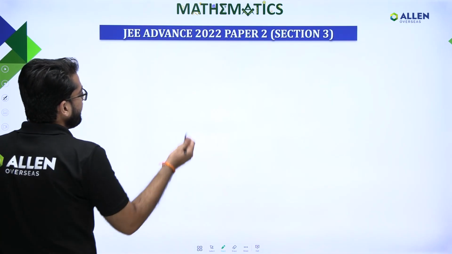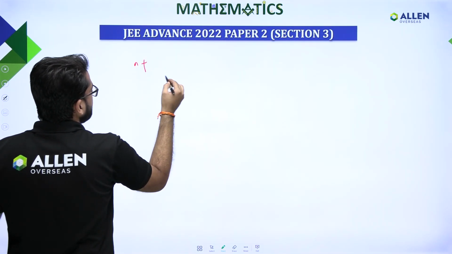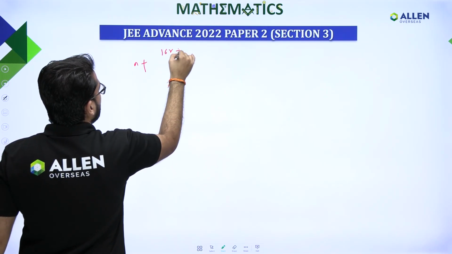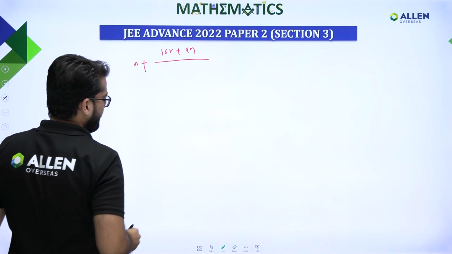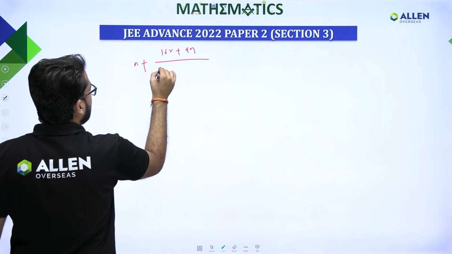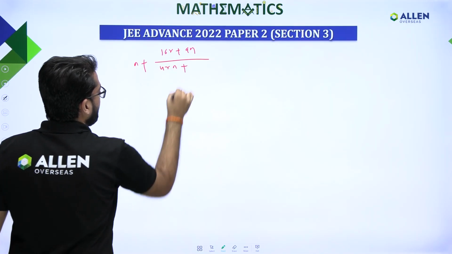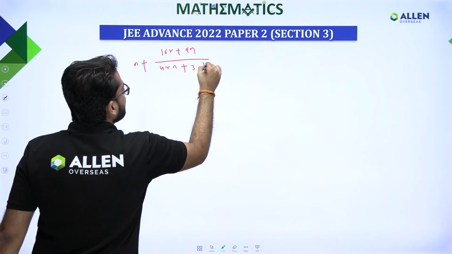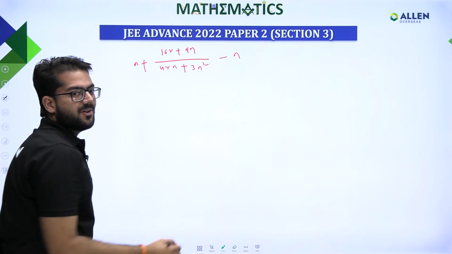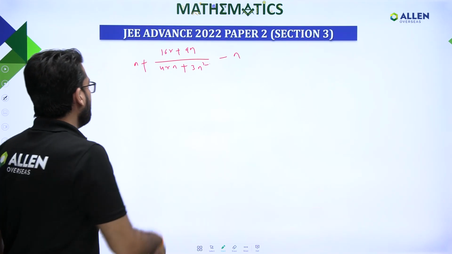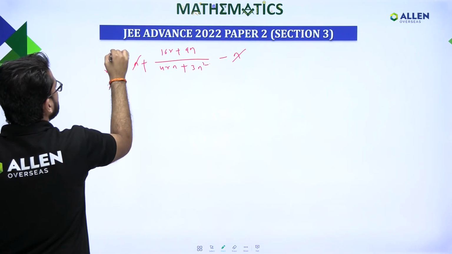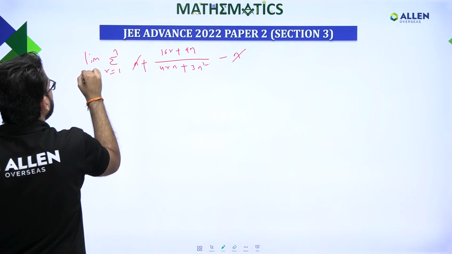So here we have n plus this thing, we have 16r plus 9n, and here we have 4rn plus 3n square, minus we have n. How? Because 1 1 1 we have n times. Now it would be cancelled. Rest of the things we have the same, summation r is equal to 1 to n, limit n tends to infinity, right?